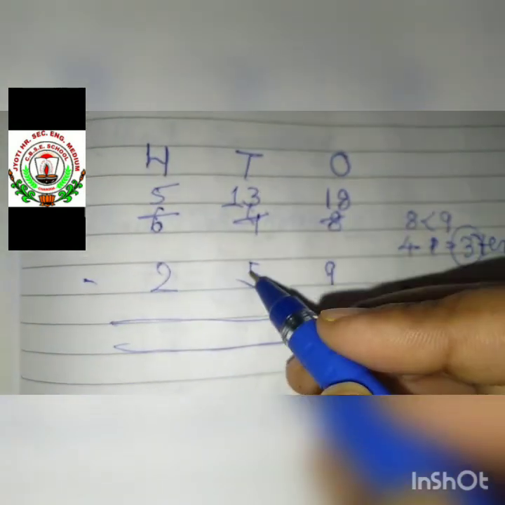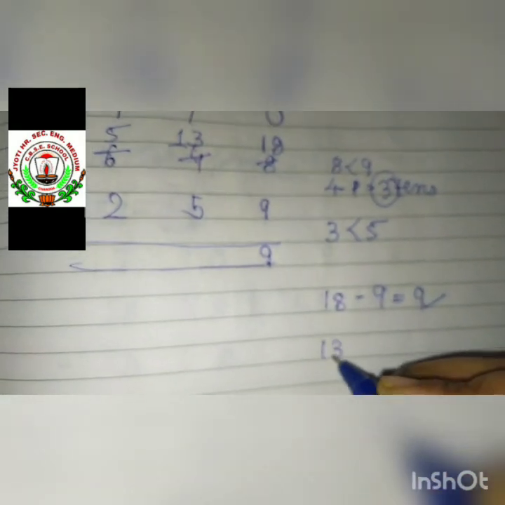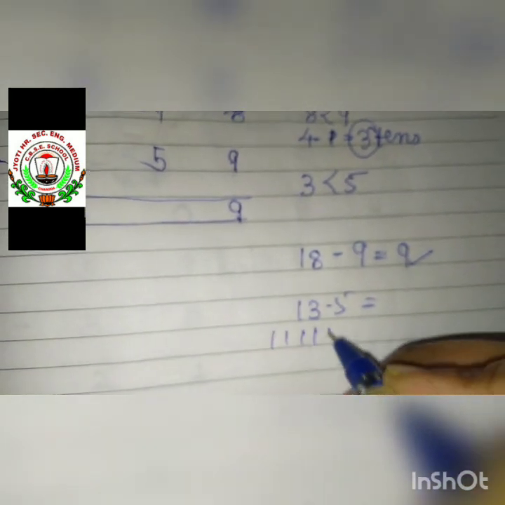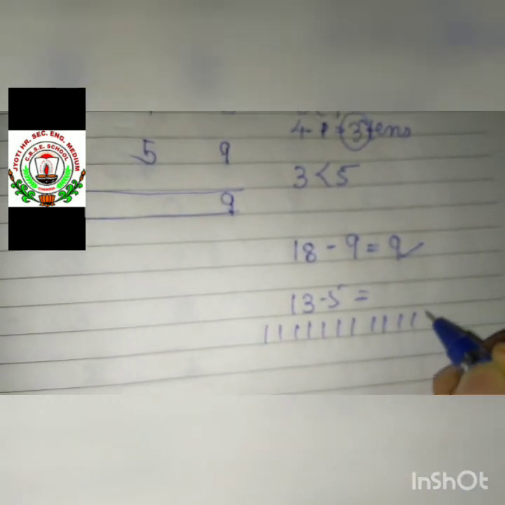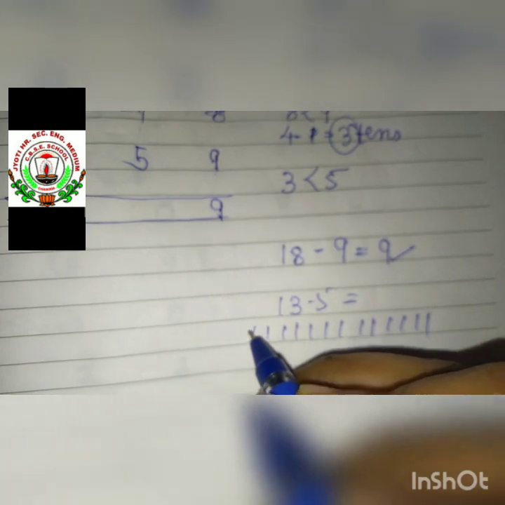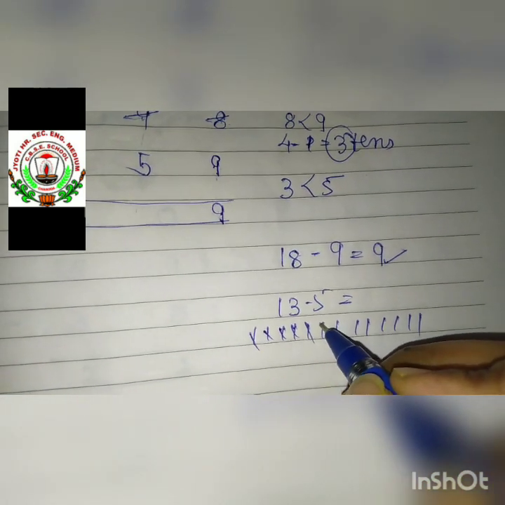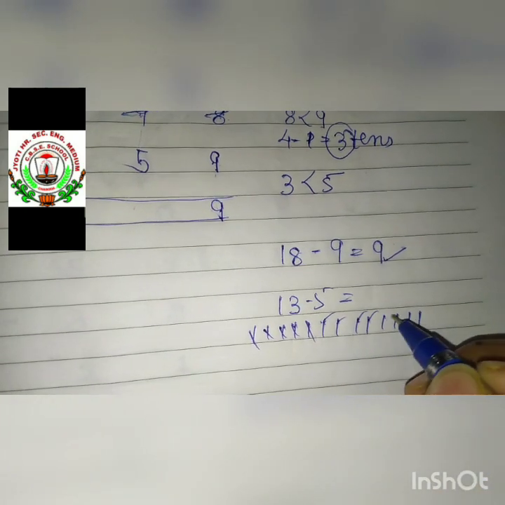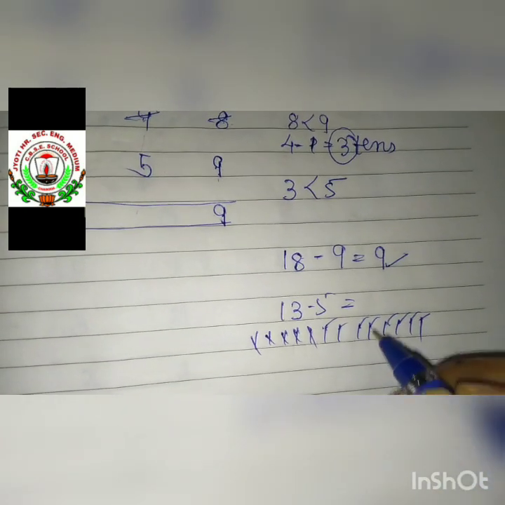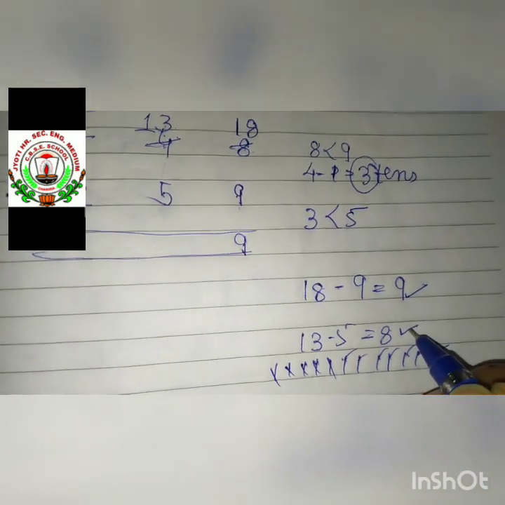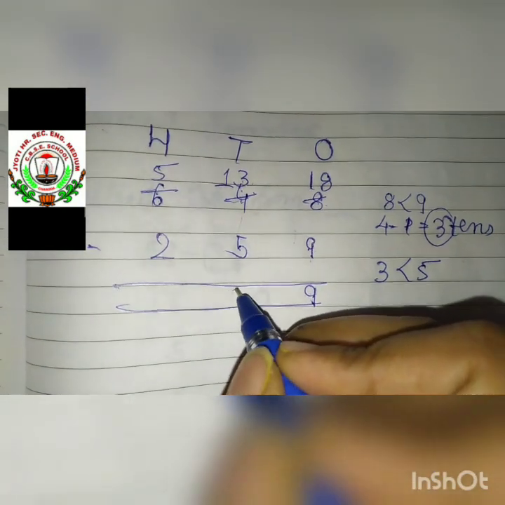Again coming to the tens column, 13 minus 5. We have to see 13 minus 5, children. 1, 2, 3, 4, 5, 6, 7, 8, 9, 10, 11, 12, 13. 13 sticks. I will cut 5 sticks now. 1, 2, 3, 4, 5. How many are left, children? Let us count. 1, 2, 3, 4, 5, 6, 7, 8. 8 is left. So this 8 we have to write down on the tens column like this.